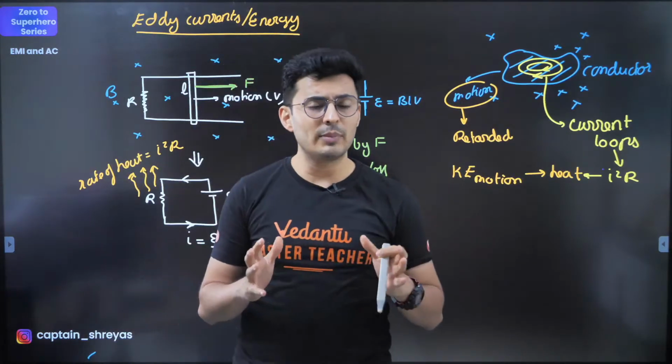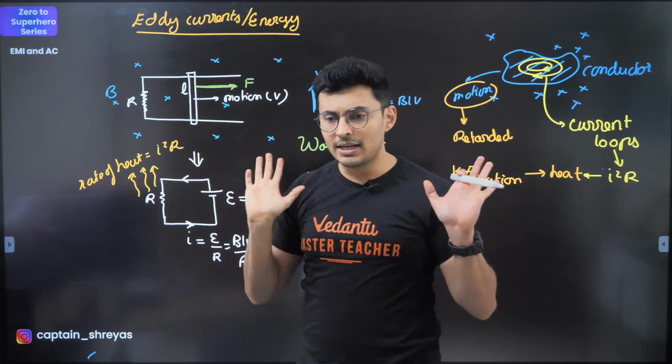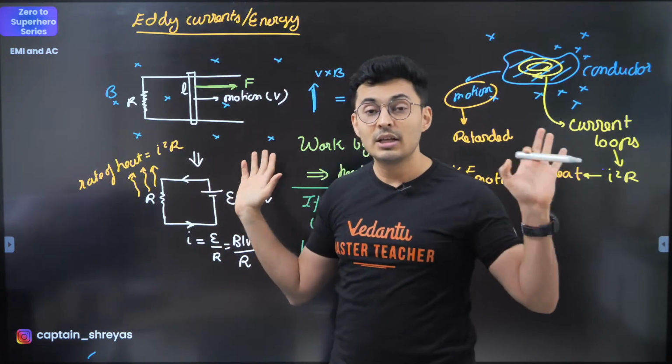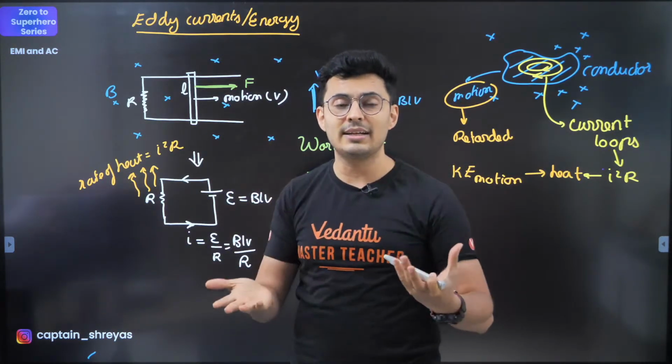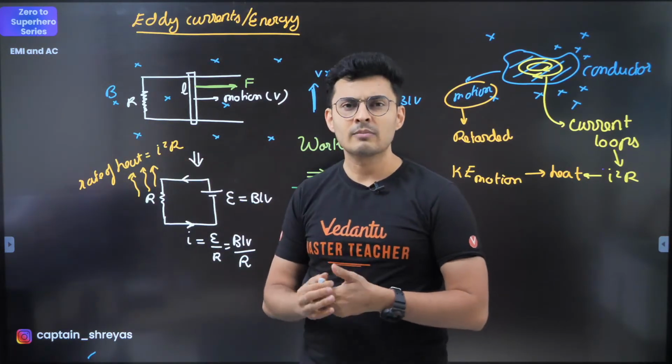In this question, what happened was, when you had a conductor which was moving in the field and it is just thrown in the field, that's it, you will see that slowly it loses the kinetic energy to the currents inside it, which will create the heat.